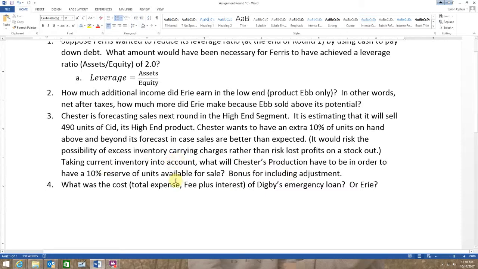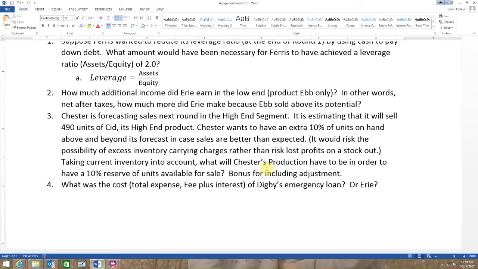Question 4, what was the total expense, fee plus interest, of Digby's emergency loan? Or Erie, take your pick. We've looked at that in the past. I asked you to calculate what Uncle Al charges as a little fee, but then you have to look at what the interest rate is that you're paying for that particular emergency loan. You might have to look that up. Again, that's probably going to be in the guide. It's going to tell you roughly what that is.